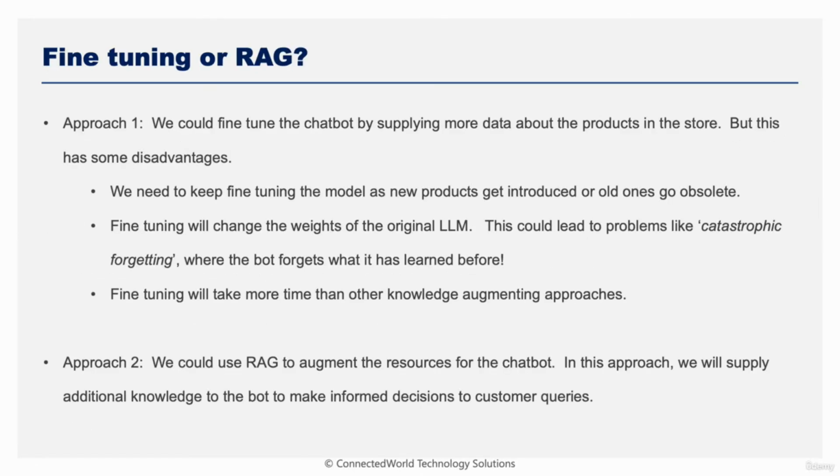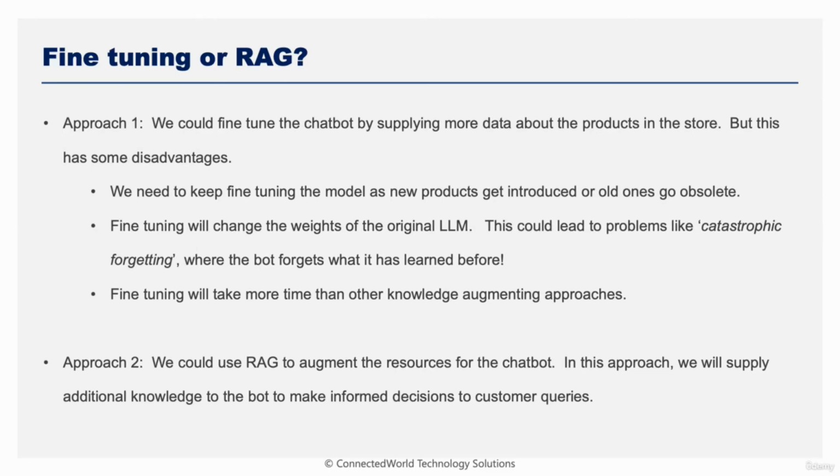Fine-tuning or RAG. Once again, we discussed the 2 popular approaches that we alluded to earlier to supply knowledge to a chatbot. The first approach is fine-tuning. Here, we could fine-tune the chatbot by supplying more data about the products in the store, but this has some disadvantages. We need to keep fine-tuning the model as new products get introduced or old ones go obsolete. And fine-tuning will change the weights of the original LLM. This could lead to problems like catastrophic forgetting, where the bot forgets what it has learned before. And fine-tuning will take more time than other knowledge augmenting approaches.